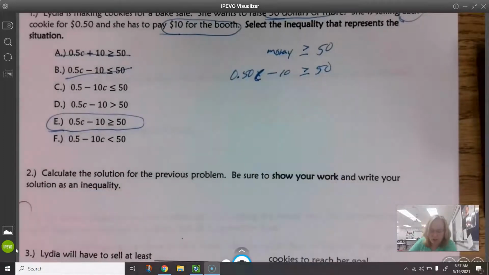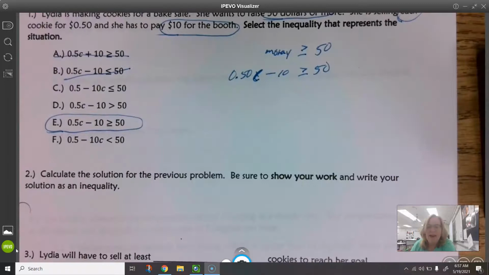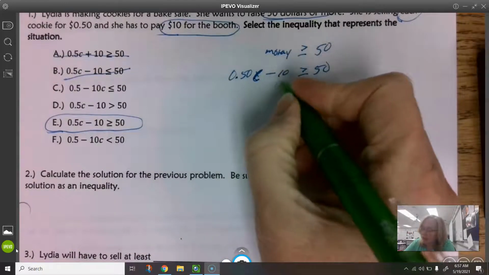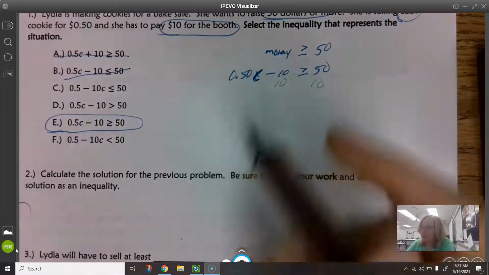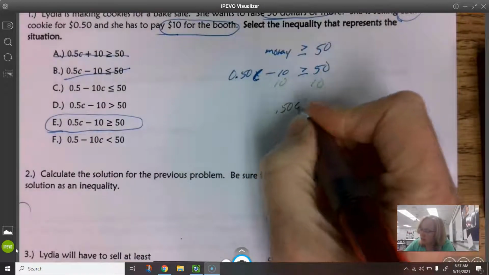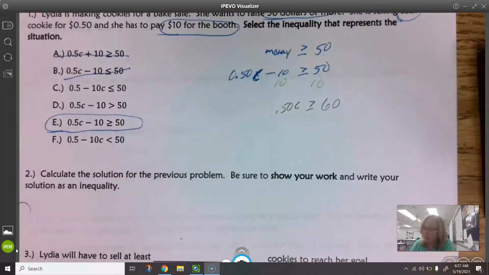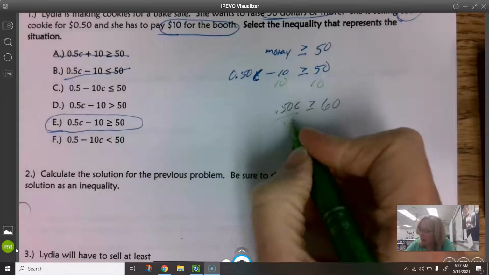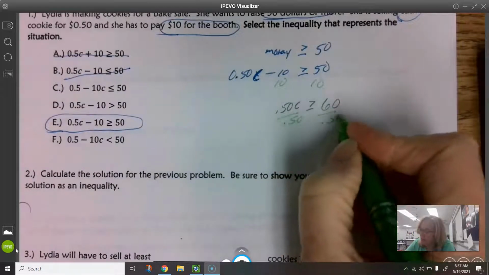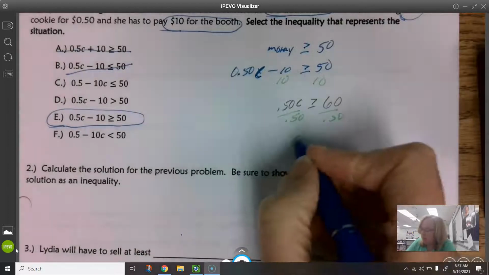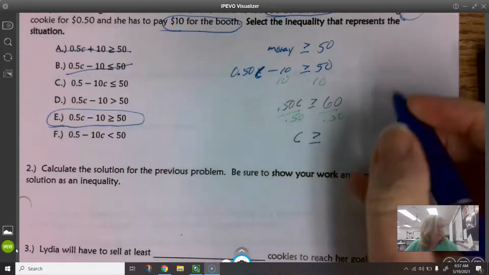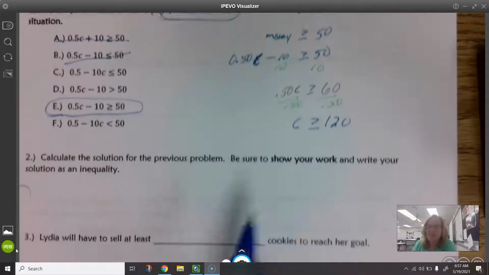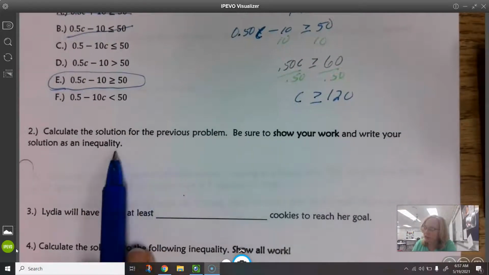Now they want us to calculate the solution, so we're just going to solve this inequality. We have a 10, a number that doesn't have the variable but is on the same side, so we're going to add 10 to both sides. Therefore, we get 0.50C is greater than or equal to 60. We have multiplication, so we get rid of that by dividing by 0.50, and we get C is greater than or equal to 120. Be sure to show your work and write your solution as an inequality.